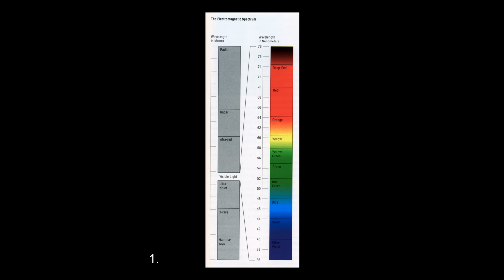Basically, it moves similar to waves on water. So the distance from the top of one wave to another, or the bottom of one wave to another, is known as the crest. And the distance from one crest to the next is described as a wavelength.